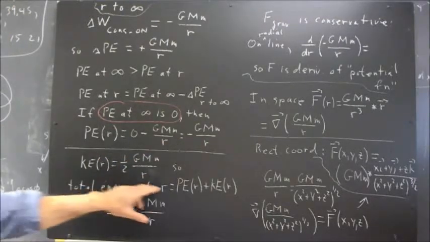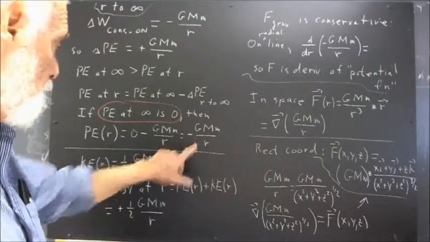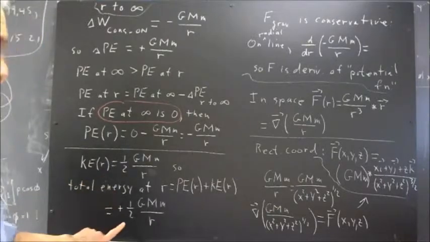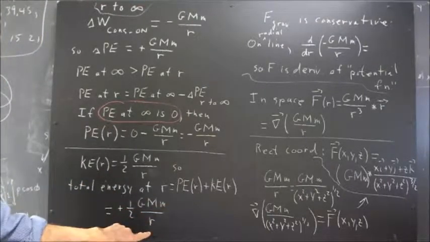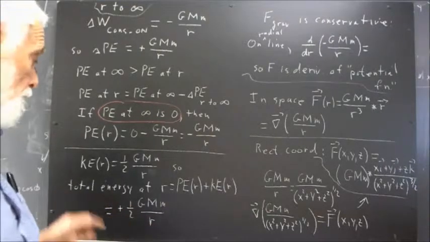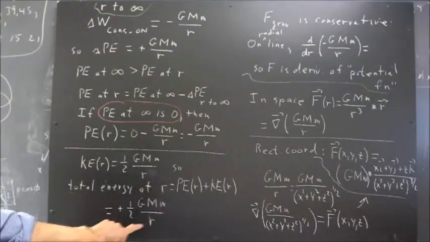And if we want to get the total energy at distance r, it's just the potential plus the kinetic: the negative here, plus something that's got half its magnitude but is positive, and we just get 1/2 big G big M little m over r. So there's your total energy function for an object in a circular orbit at distance r.